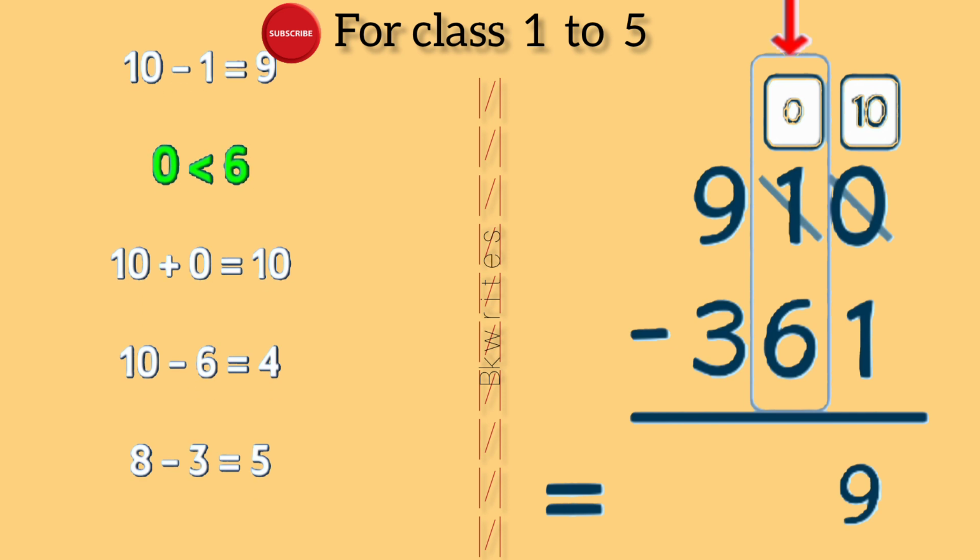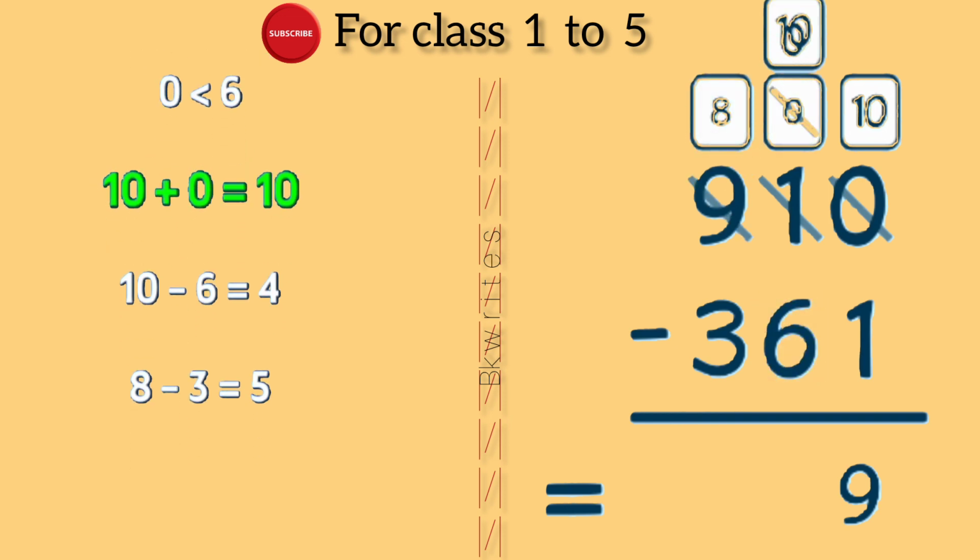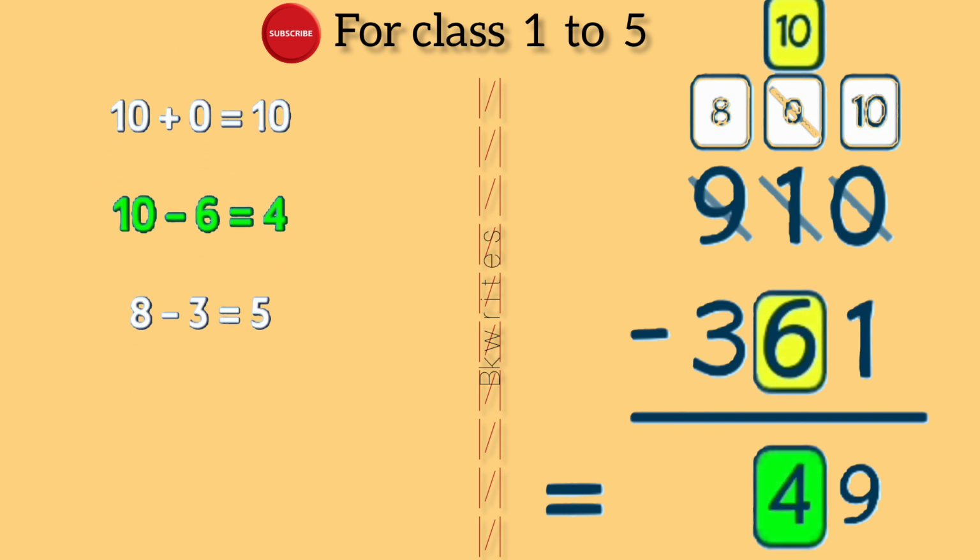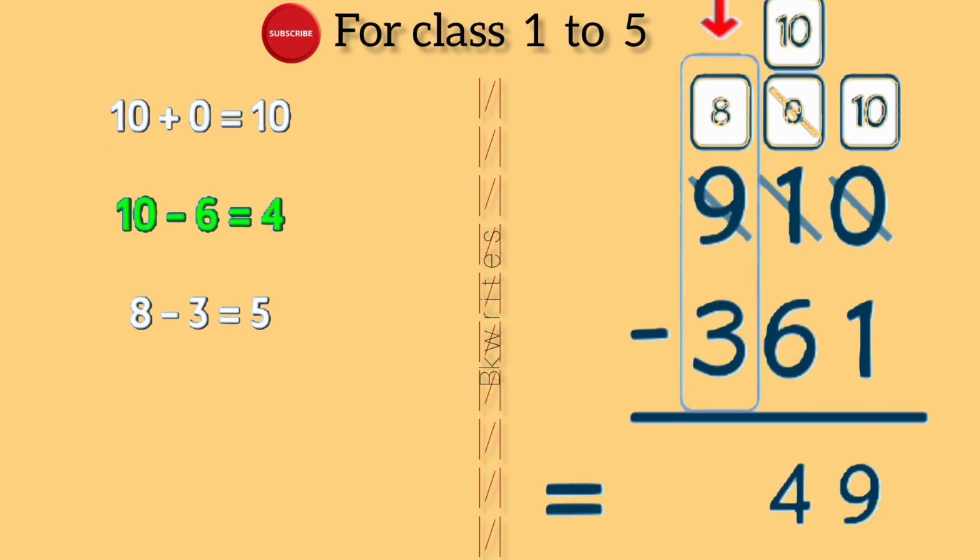We get 1 from next digit, and 0 becomes 10. 10 plus 0 is equal to 10. 10 minus 6 is equal to 4, and 8 minus 3 is equal to 5.